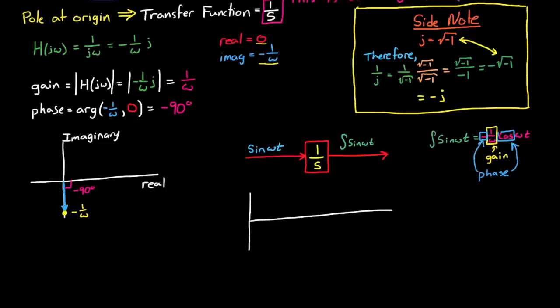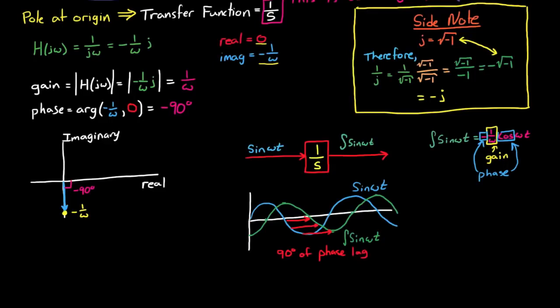If we look at this in the time domain, the input is a pure sine wave, which is this blue line. And the output is a negative cosine wave, which I'll draw on the same plot so you can see the relationship between the two. And you can see that the output, which is the green line, is lagging behind the blue line by 90 degrees. Or we say that it has a negative 90 degrees phase shift. All three of these techniques produce the same gain and phase for this transfer function.